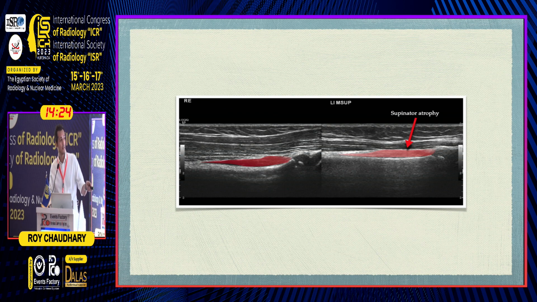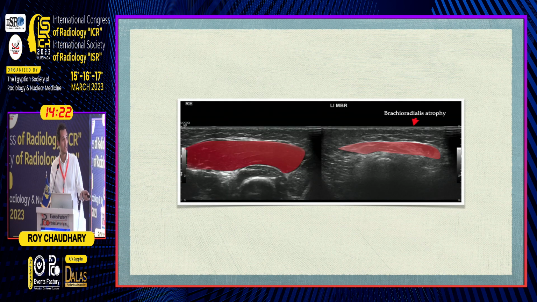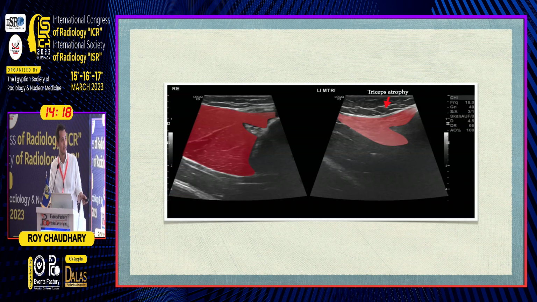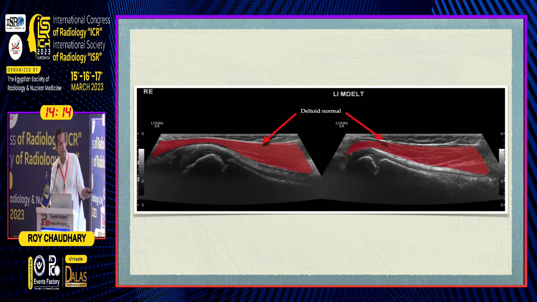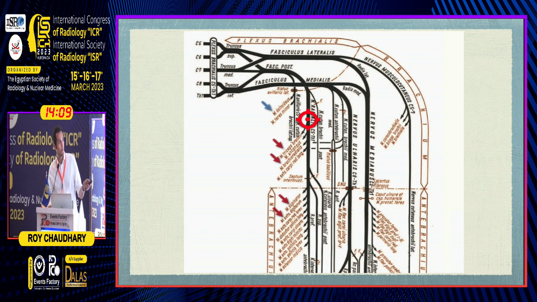So we already know that the supinator is atrophied. We already know that the brachioradialis is atrophied compared to the other side. We know that the triceps is atrophied, but we find that the deltoid is normal. So if you come back to this chart, again, the Weber chart, you see that these muscles are all involved here. So these are atrophied. But the deltoid here at the top in blue, that's normal.